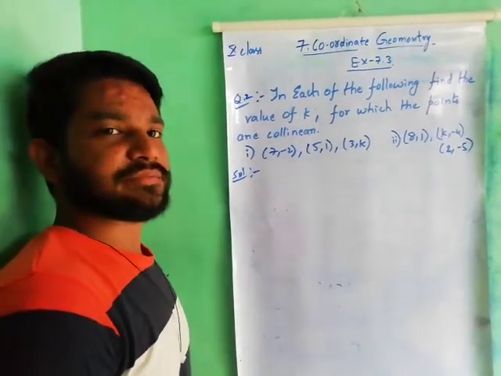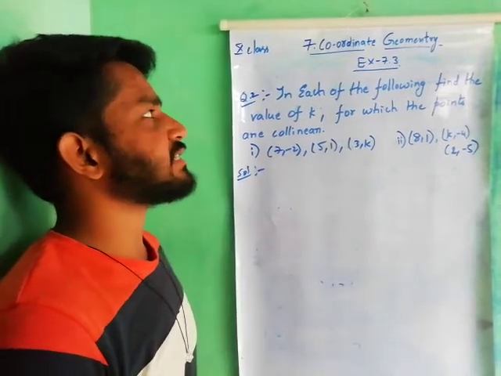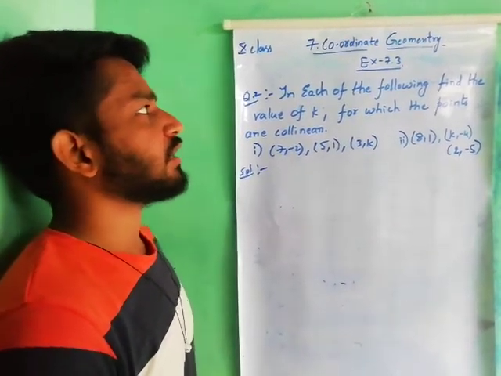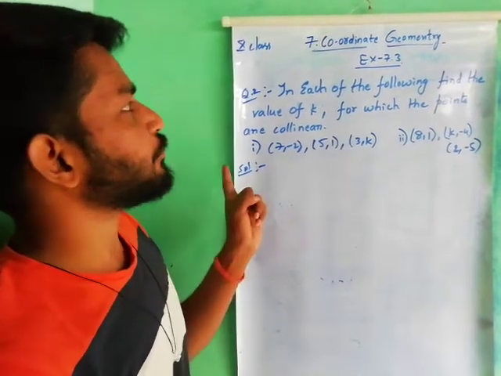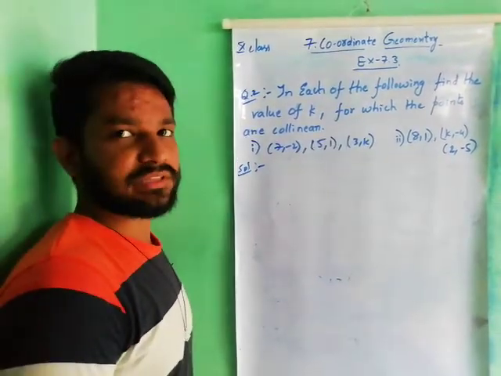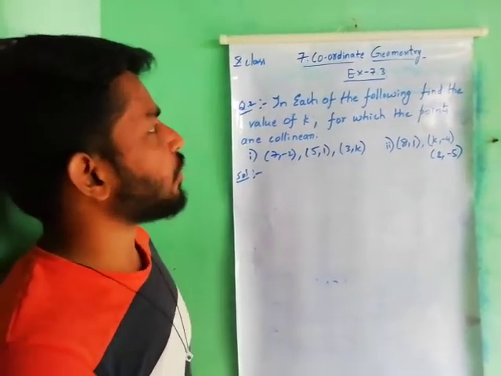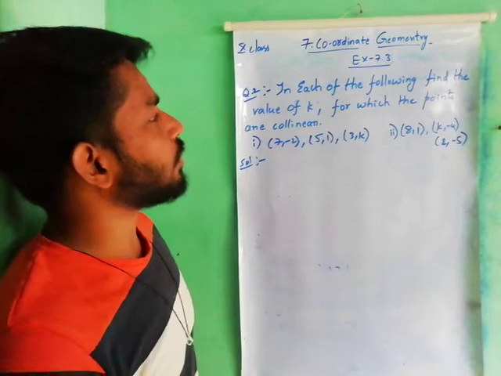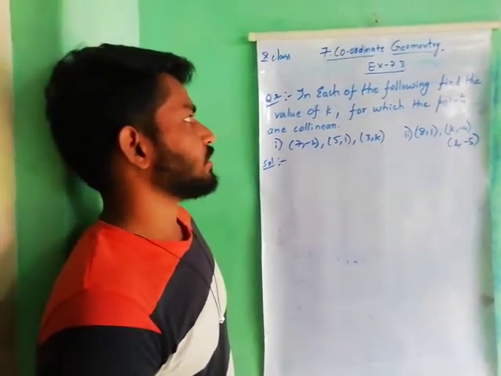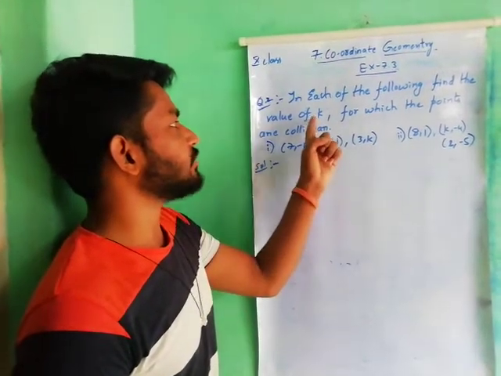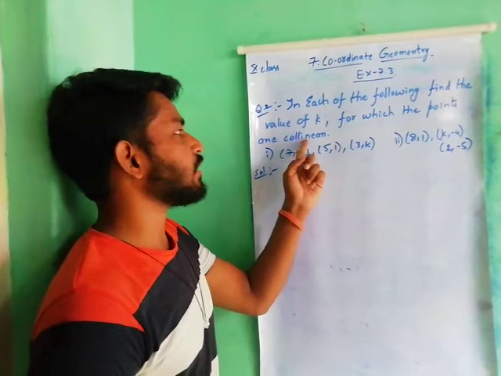Good morning students. Last video we discussed question number 1 in exercise number 7.3. So in this video I am going to explain the second question in exercise number 7.3. Coming to the second one: in each of the following, find the value of k for which the points are collinear. So in this question we have to find out the value of k. Also mention that the given 3 points are collinear.